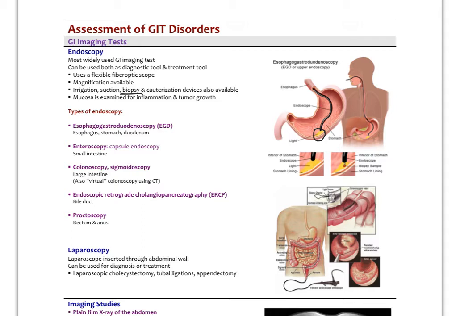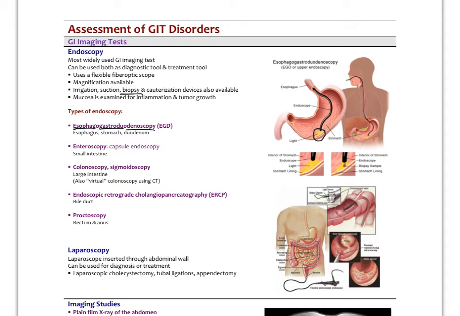So we're looking basically at the mucosa for any inflammation, tumor growth, any ruptures, any bleeds, things like that. So a common one is the EGD, esophago-gastroduodenoscopy, so looking at the esophagus, the stomach, and the proximal duodenum.